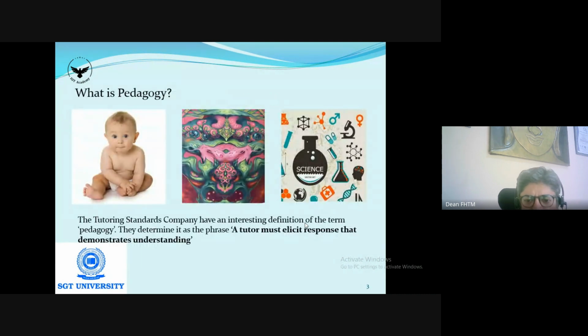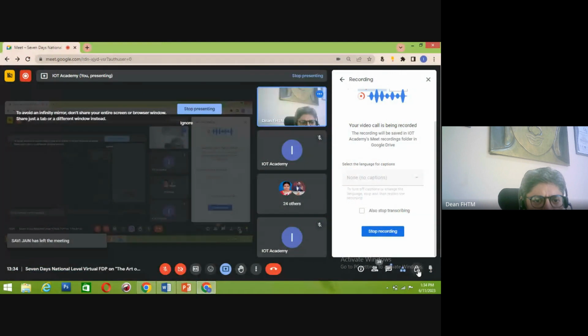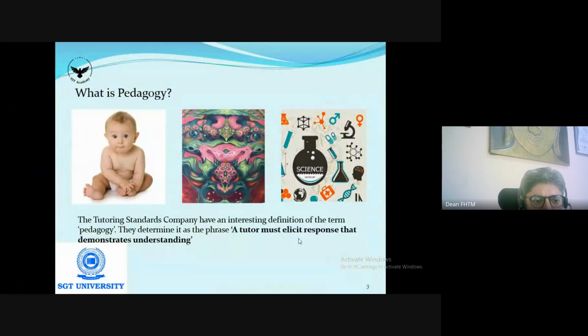Yeah. So as I said, I would like this session to be a little interactive. So my first question is there on this slide. What exactly do you understand by this slide? What is pedagogy? And there are three pictures. So I want you to think on this and put out your thoughts. Whatever it is, you can put it in the chat box. I'm waiting for some responses.